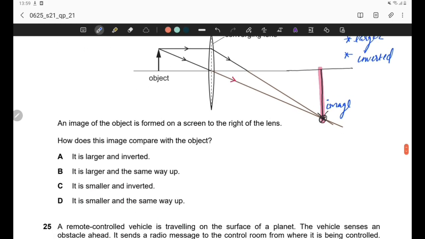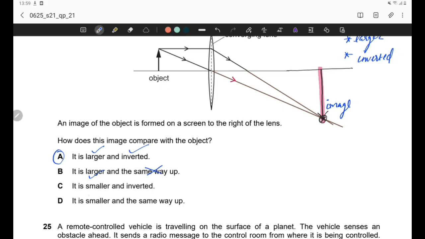Option A says the image is larger and inverted. That is true. Therefore the correct answer is option A. Anyway, we can see the other options. Option B says it is larger. That is correct. And the same way up. No, it is inverted, upside down. So option B is wrong.